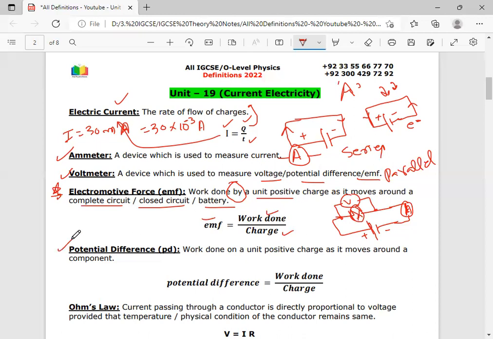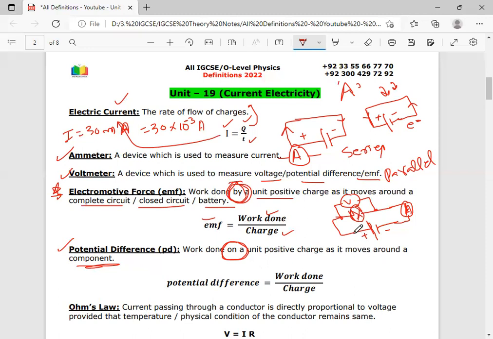While the definition of potential difference is like this: work done on a unit positive charge. The previous one was work done by a unit positive charge, and this is work done on a unit positive charge as it moves around the component. What does component mean? It can be a bulb, a resistor, a lamp, etc. The formula for both terms is the same: EMF is equal to work done over charge, potential difference is equal to work done over charge.